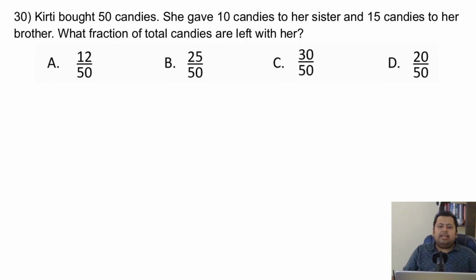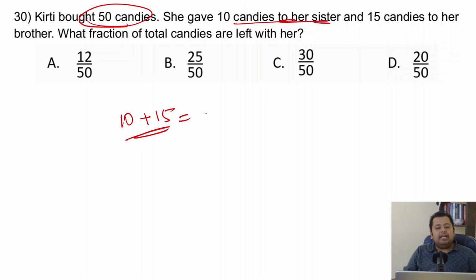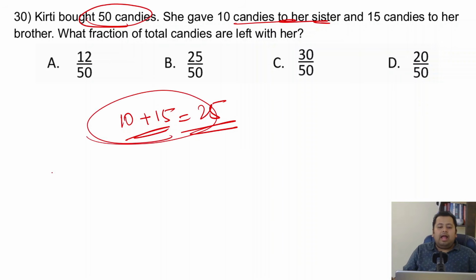Great. I gave away the answer already. So Kirti currently has how many candies? 50 candies. She gave 10 candies to her sister and 15 candies to her brother. So how many candies did she give away? 25 candies, right? Now Kirti had 50, so what is left with Kirti is 50 minus 25, which comes out to be 25.